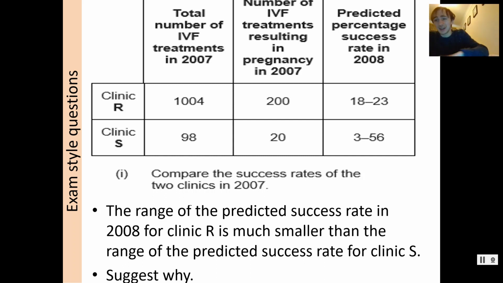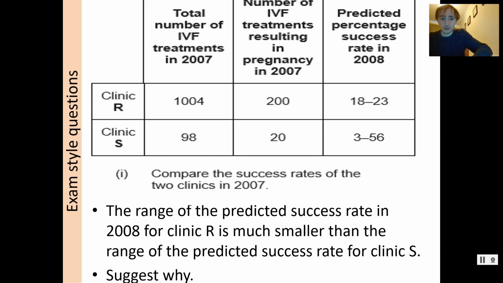I've done 98 in Clinic S. 20 of those resulted in pregnancy, again about 20%, just under. They're saying between 3 and 56% in 2008, because having only done 98, you really don't know whether those 20 were representative. It makes it less likely to be repeatable, i.e. it's less likely that you could do it again and get the same results.